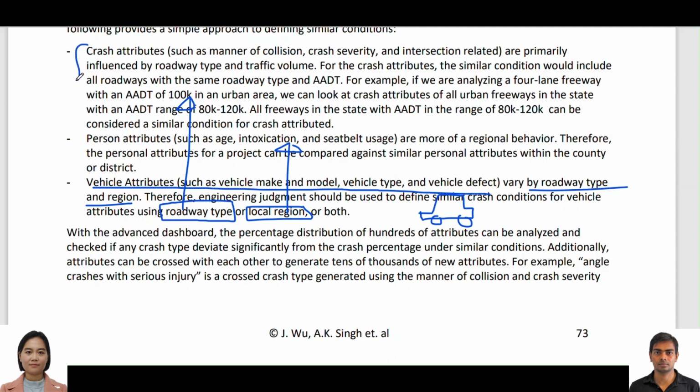So to recap, for crash attributes we are looking at similar roadways with similar functional class and similar ADT as our corridor project. For persons attribute we are looking at local region, which can be local county or district, local regions. And for vehicle attribute we are looking at both of them.